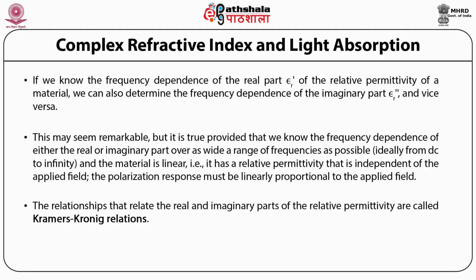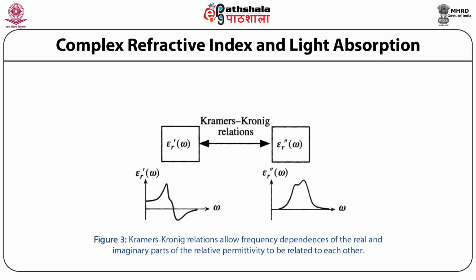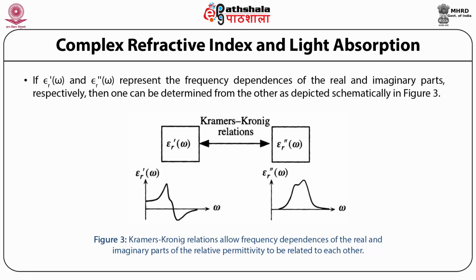The relationships that relate the real and imaginary parts of the relative permittivity are called the Kramers-Kronig relations. If epsilon r prime and epsilon r double prime represent the frequency dependences of the real and imaginary parts respectively, then one can be determined from the other, as depicted schematically in figure 3. Figure 3 represents the Kramers-Kronig relations, which allow the frequency dependence of the real and imaginary parts of the relative permittivity to be related to each other. The material must be a linear system.